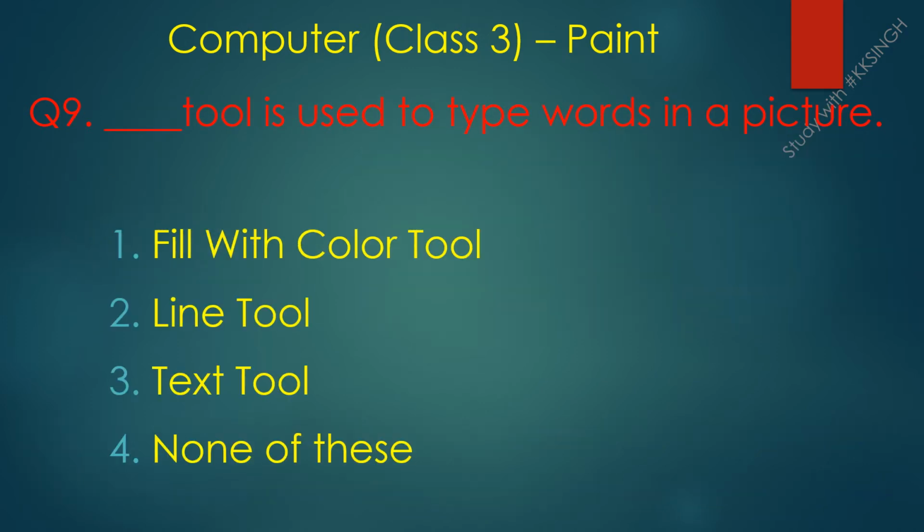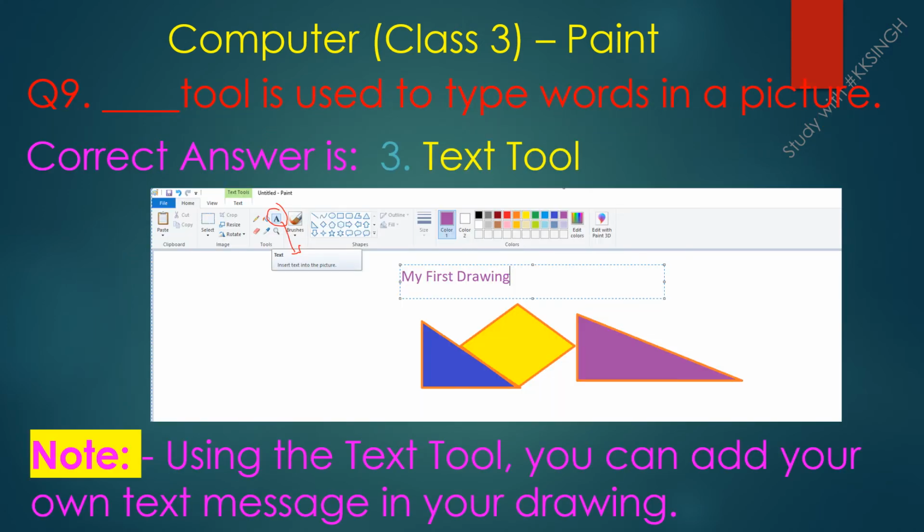The blank tool is used to type words in a picture. Which tool is used to type words in a picture? Fill with color tool, line tool, text tool, none of them. Text tool. With the text tool you can add your own text message in your drawing.